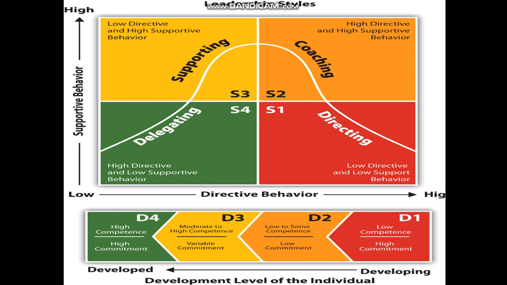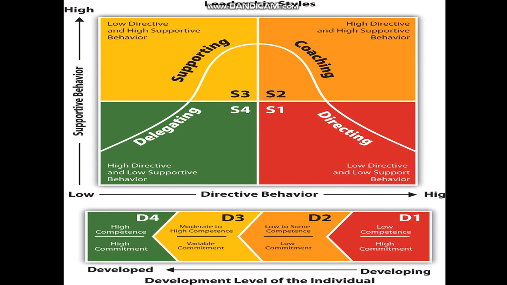S4 leadership style, there written high directive. There you write low directive. The arrow is low, from starting low to high. So low directive. There you write, instead of high directive, low directive.